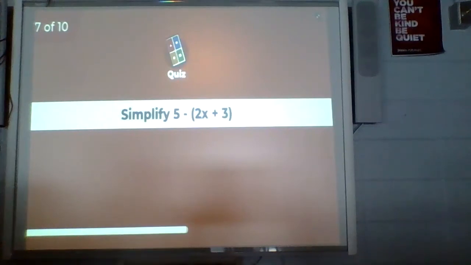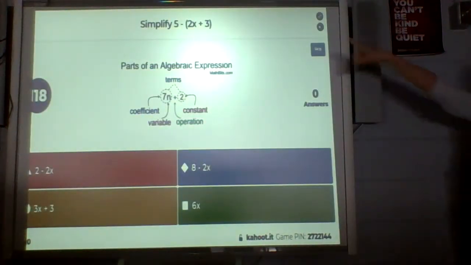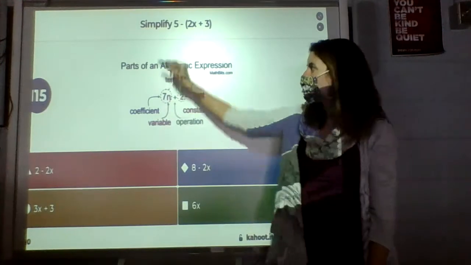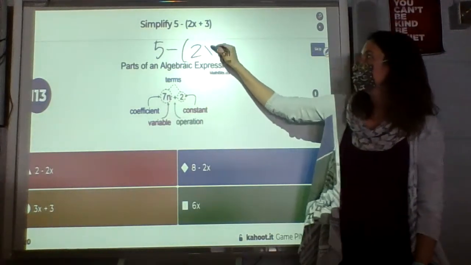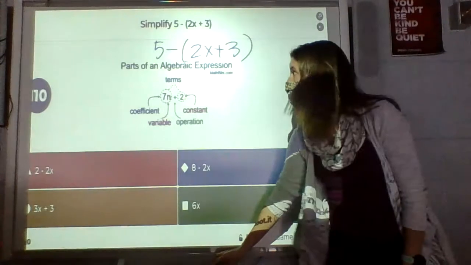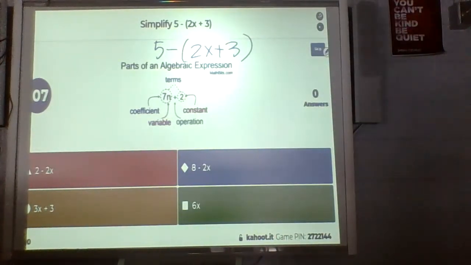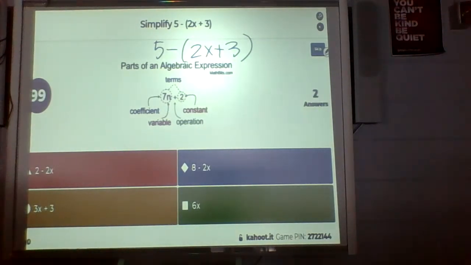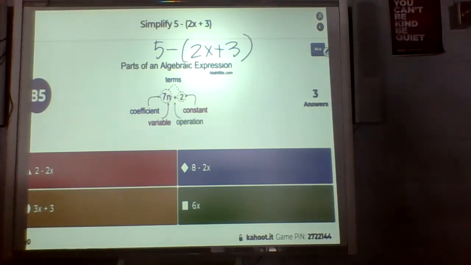No lead change there. All right. So it is a minus sign, just so you guys know. It's 5 minus. Think about what you're distributing.